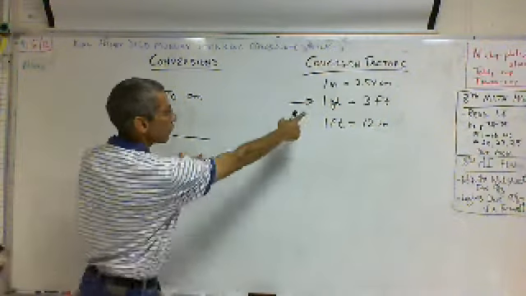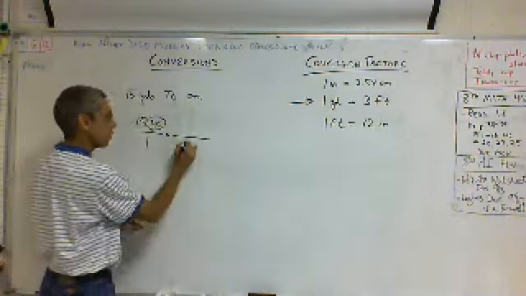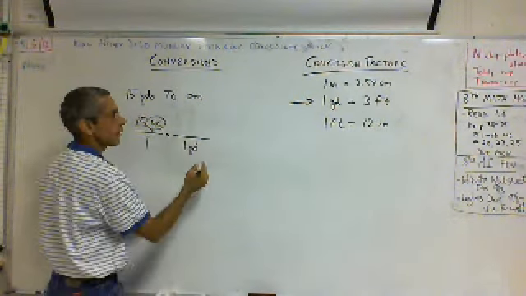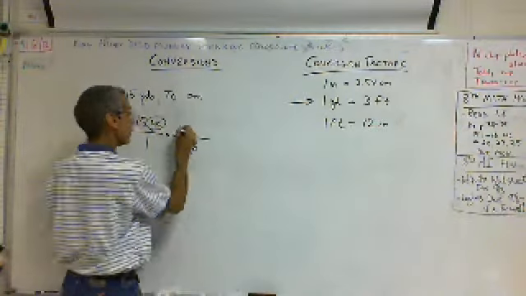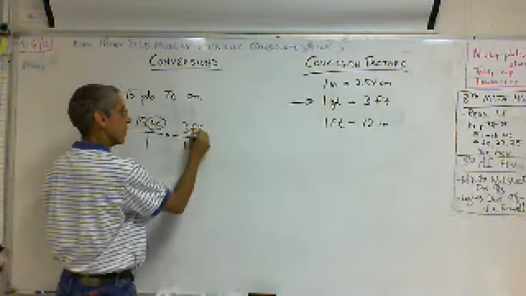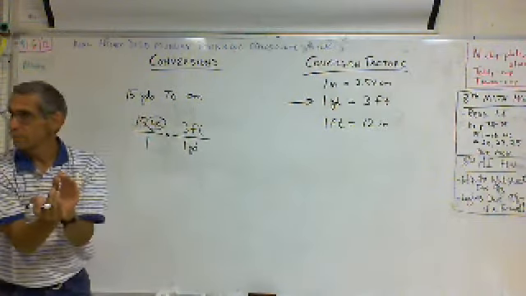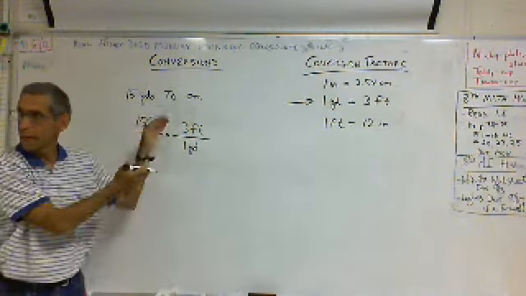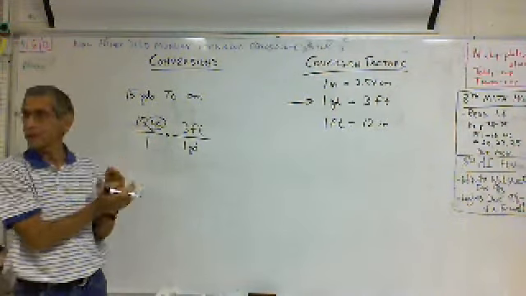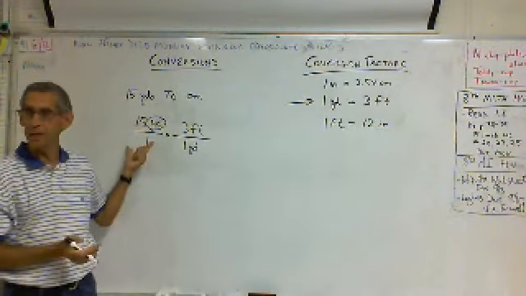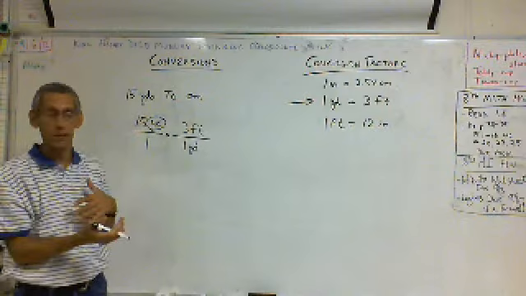So I'm going to put 1 yard downstairs, and that means I have to put 3 feet upstairs. And this little fraction here equals 1. You guys agree with me? A value of 1, because they're identical, top and bottom. They just look different, but they're identical. That means I'm not changing the value of 15 yards. I'm just changing the way it looks.